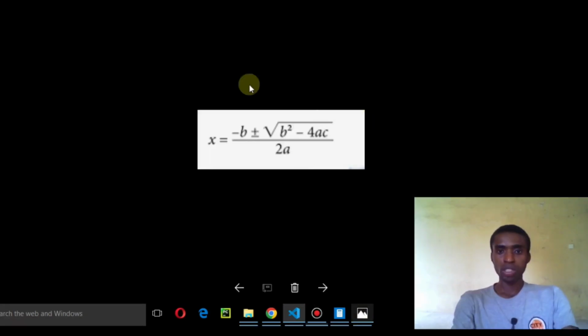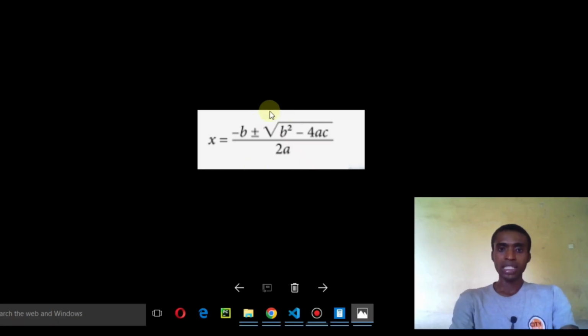We're going to make use of this formula, which is also known as the quadratic equation formula, or the almighty formula. You can call it any name of your choice. This formula is used to solve quadratic equations, and basically what we're going to do is build a quadratic equation solver. It's just as simple as that.